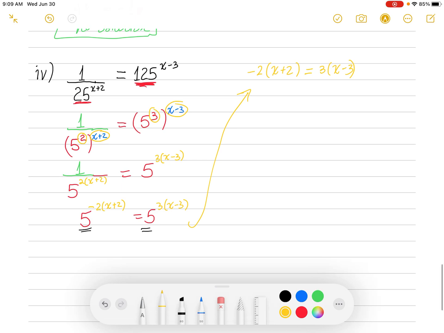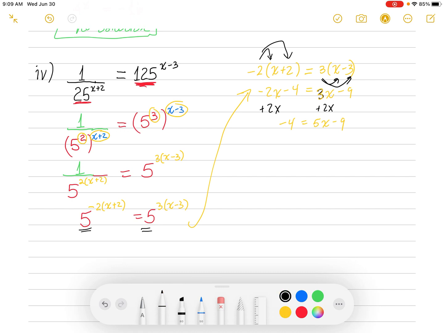So thankfully, our bases match, so we can get rid of those and just set the exponents equal. So negative 2 times x plus 2 equals 3 times x minus 3. And we'll distribute the negative 2 on the left side. We'll get negative 2x minus 4. And on the right side, we'll distribute the 3. We'll get 3 times x minus 9.